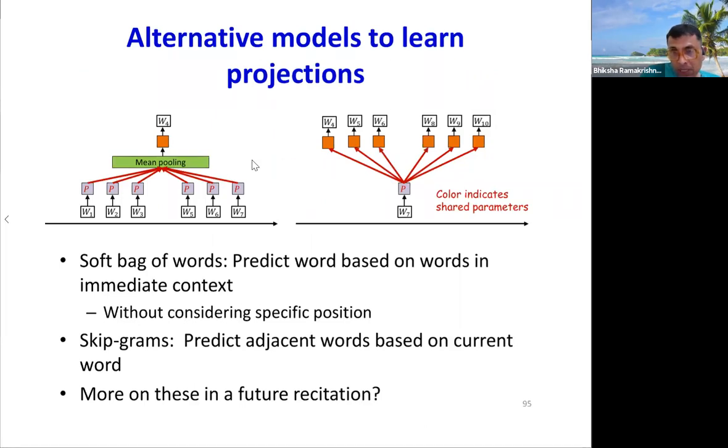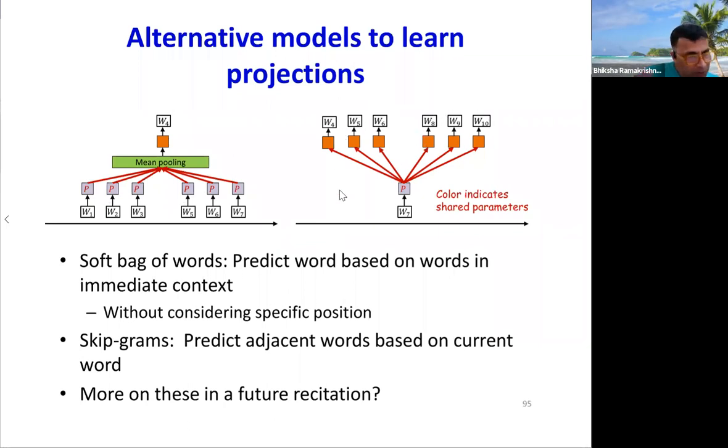But if our objective is not to learn to model the language, but to learn these projections, then other kinds of models are possible, like the soft bag of words, which predicts a word based on keywords on either side without actually considering their order, or the skip gram, which uses a word to predict all the words in the past and the future.